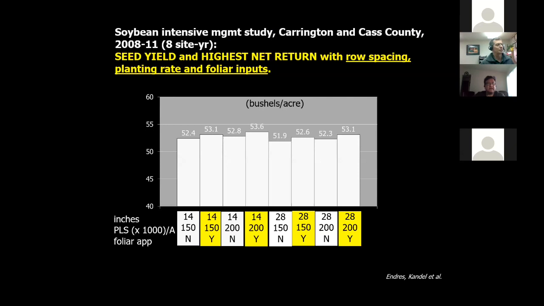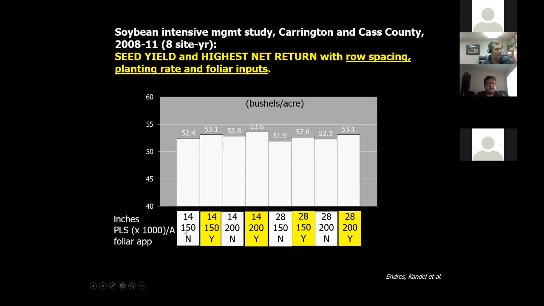Okay, next I'd like to show you a number of factors, not just one or the other. And so we're going to start with some data from the eastern part of the state. It was done about a decade ago. It's 8 site years of data, and it's showing the influence of 3 factors as listed. So we compared 14 and 28 inch rows, 150 or 200,000 pure live seeds per acre. And then we also included foliar application of specialty products. They included a mixture of many different nutrients, also a fungicide, and also a foliar growth promoter.